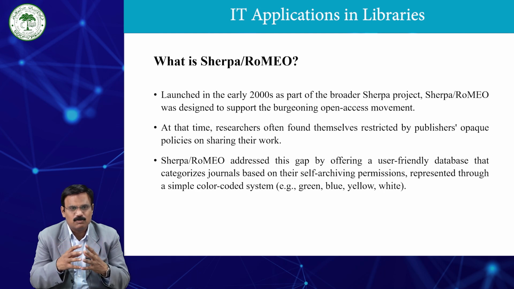burgeoning open access movement. At that time, researchers often found themselves restricted by publishers' opaque policies on sharing their work. Sherpa Romeo addressed this gap by offering a user-friendly database that categorizes journals based on their self-archiving permissions, represented through a simple color-coded system: green, blue, yellow, and white.